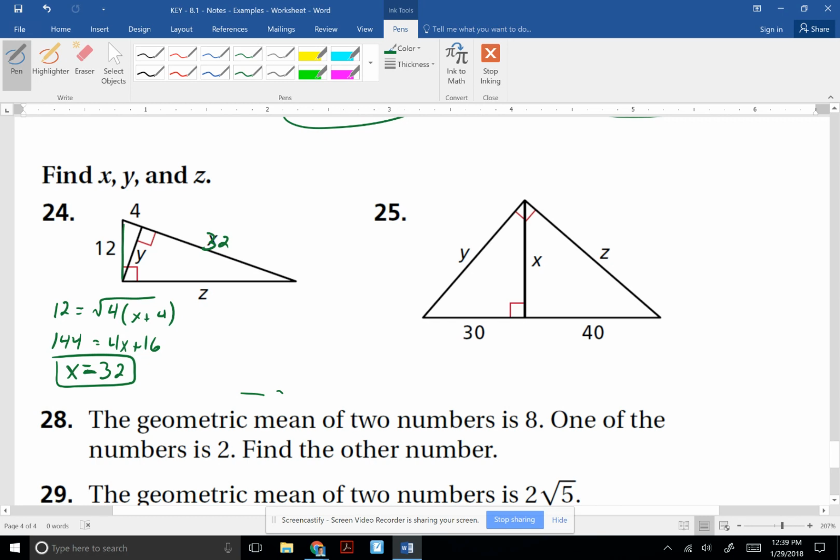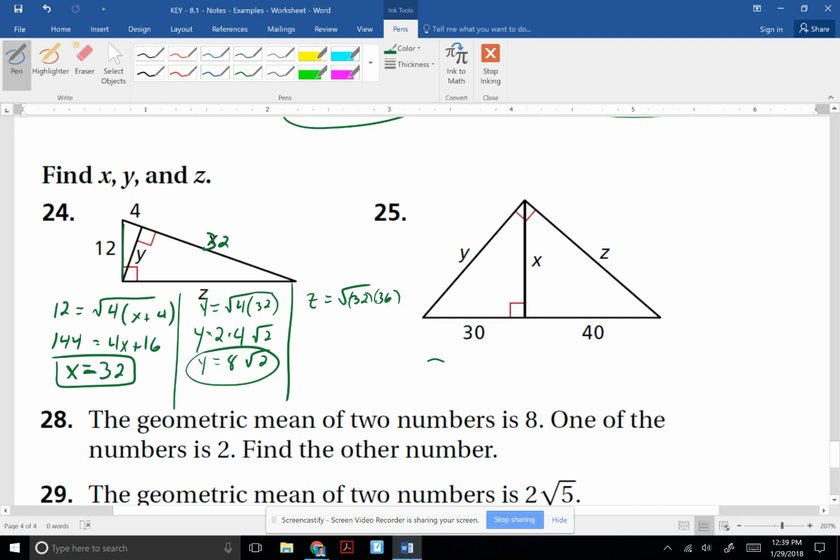And now we can use this in the rest of them, right? We can say, well, y is going to be the geometric mean of 4 and 32. And z is going to be the geometric mean of 32 and the whole thing, 36. Okay, and so 4 is just 2, and then 32 is 16 times 2, so that's going to be another 4, and then there are 2 left in the radical.